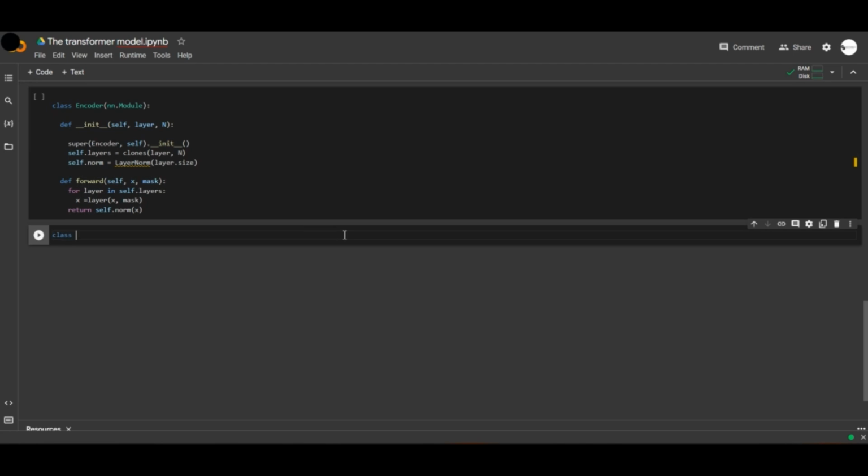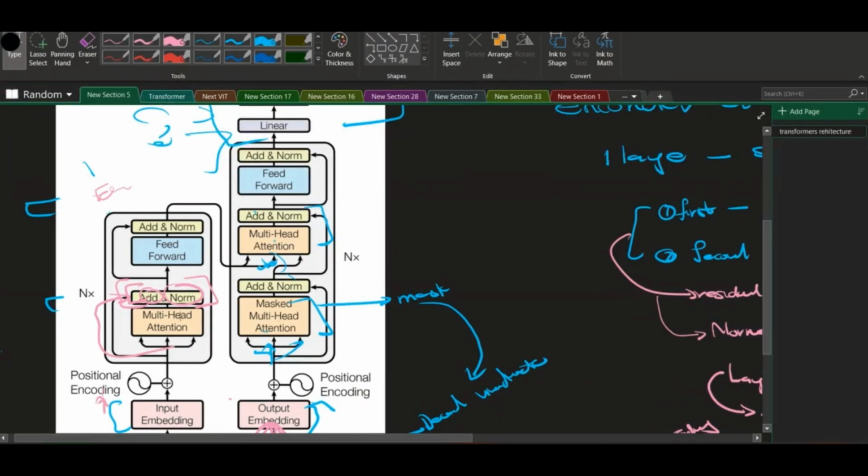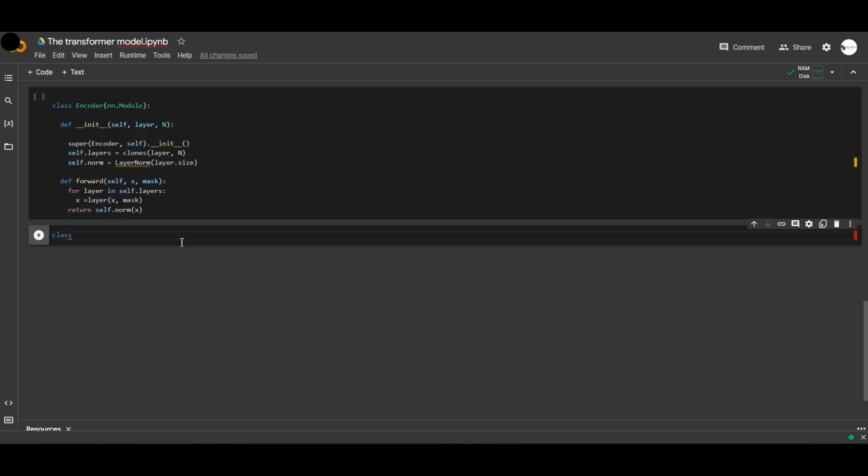Before we continue, let's go back to the diagram. Essentially we're coding this norm and this residual connection. This is what we're working on, creating this class or function for these two components. So just reminding you where we are.